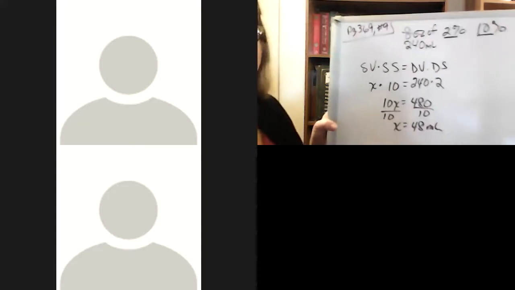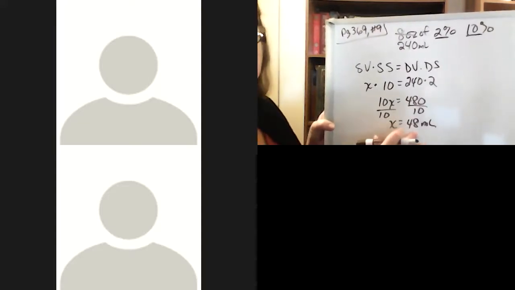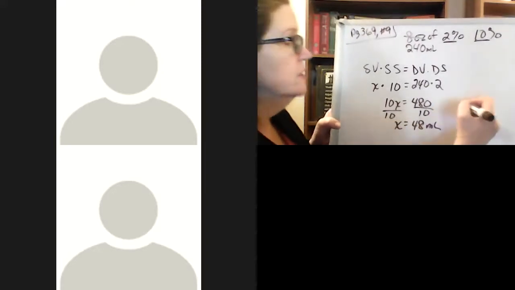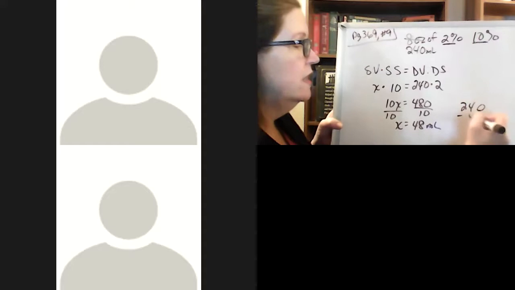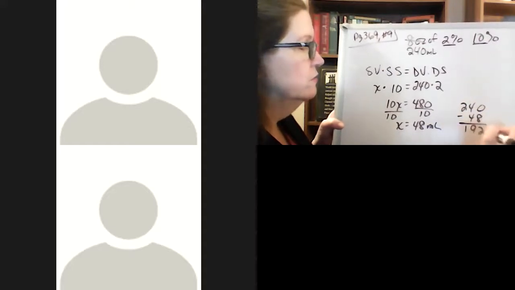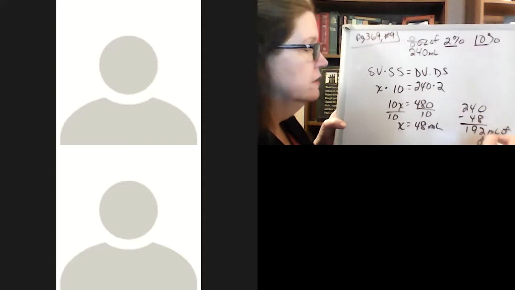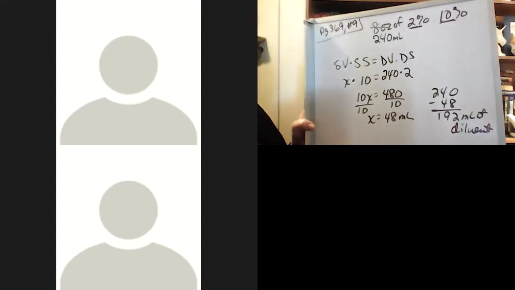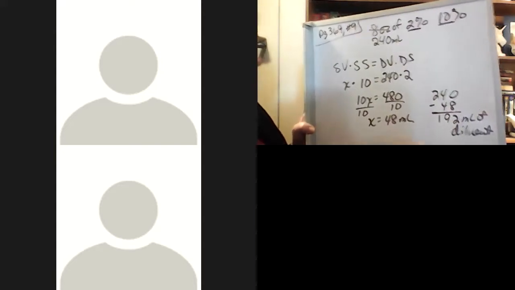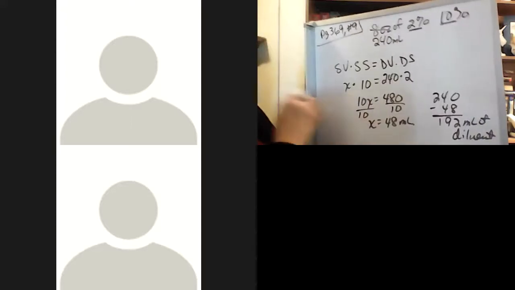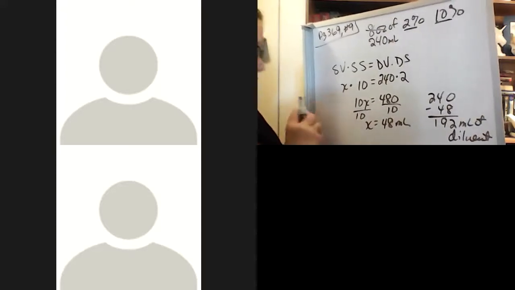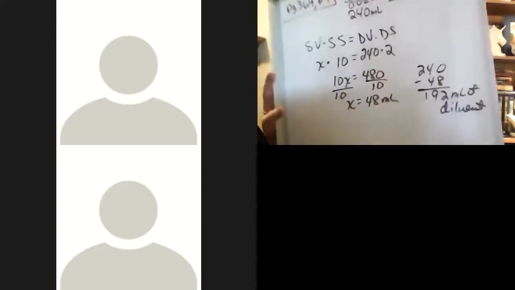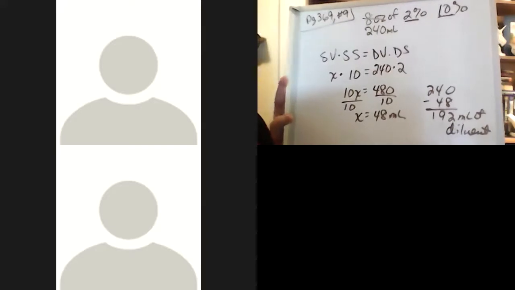Okay, so we got 48 milliliters before for our 10%, right? And then to figure out your diluent, you're going to take the 240 minus 48, and you should get 192 milliliters of diluent. So like I said, that diluent could be water, and they would probably use sterile water, or it could be normal saline. They could dissolve this in normal saline or dilute it with normal saline. Yeah. Okay, so you come out with the same answer either way, right? Okay.